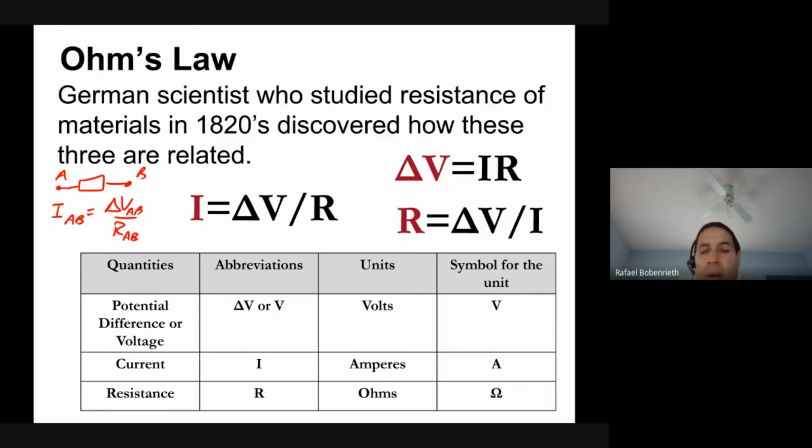And in that table below, I've just tried to make it really clear what each of the terms are, what the units are, and what the symbol is for the units. It can get a little confusing here because the abbreviation for voltage, remember, potential difference, delta V or V, is also the same as the symbol for the unit of measure. So that can get a little confusing at times. Try and keep that straight in your mind.